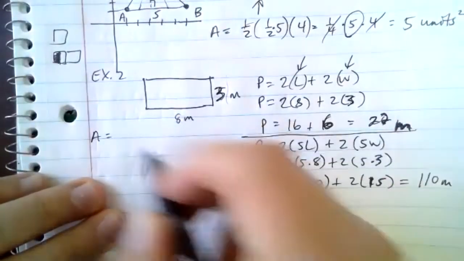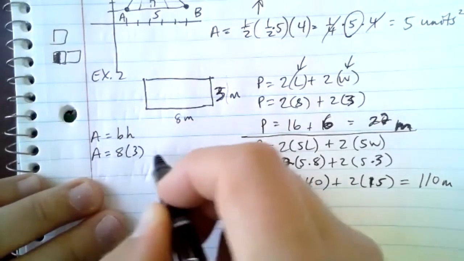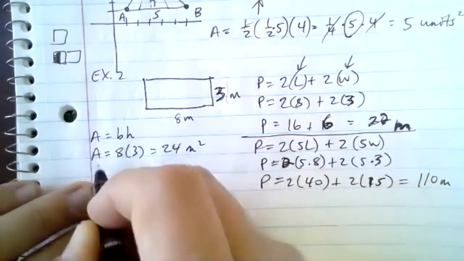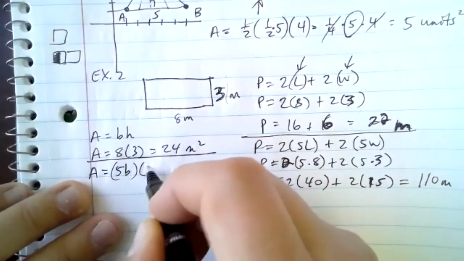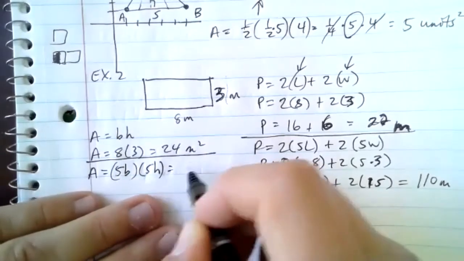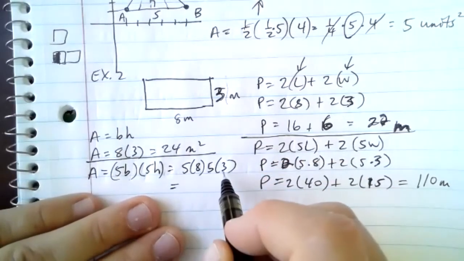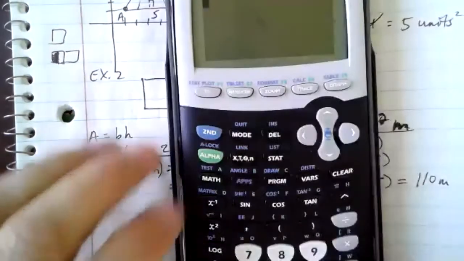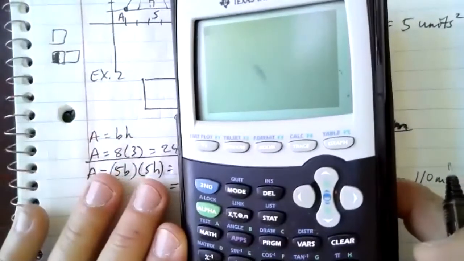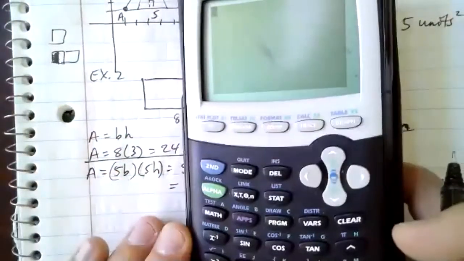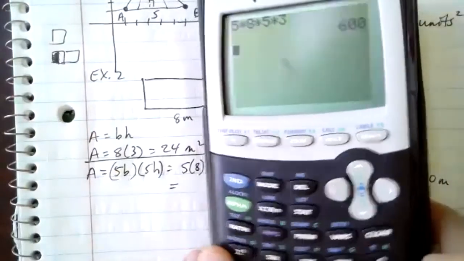Now let's do the area real quick, which is base times height. This one's a little bit easier because it's just 8 times 3, which is 24 meters squared. Now we're going to multiply the base by 5 and multiply the height by 5. So we have 5 times 8 and 5 times 3. So that's 25 times 24. That's a lot. It's going to be 625 minus 25. It'll be 600 exactly, right? So we got 5 times 8 times 5 times 3. 600 exactly. Okay.